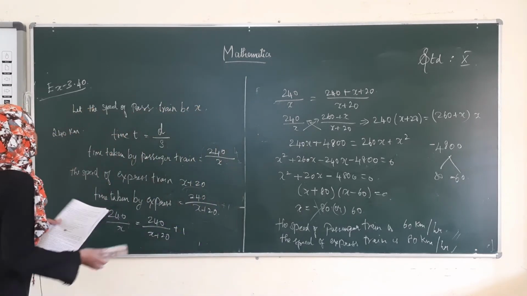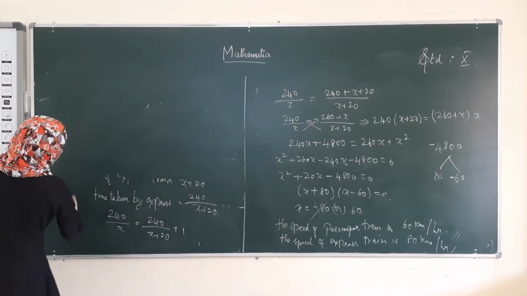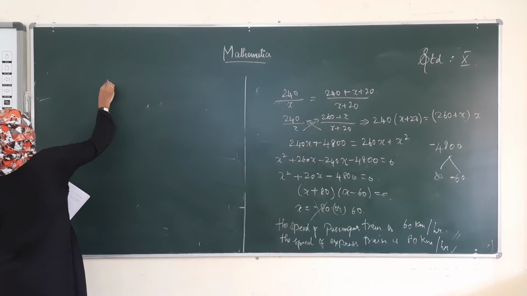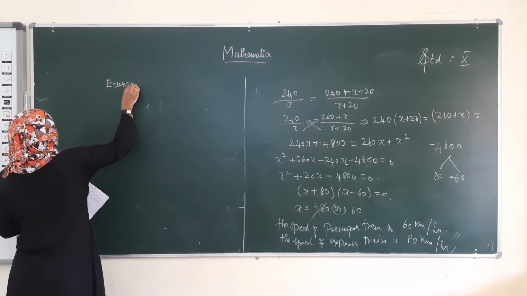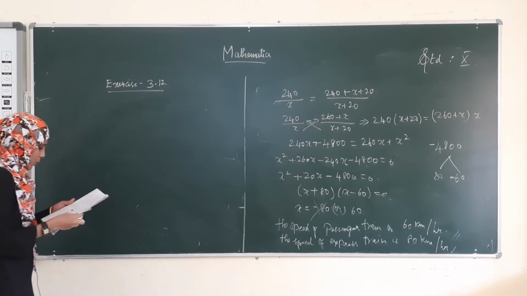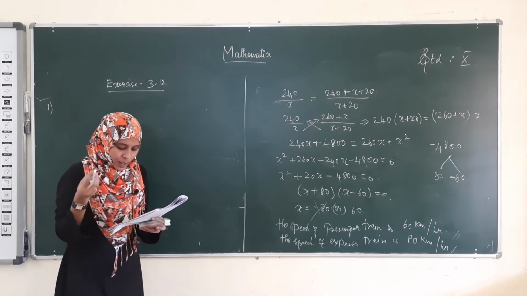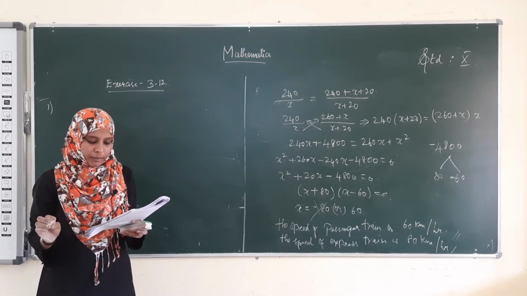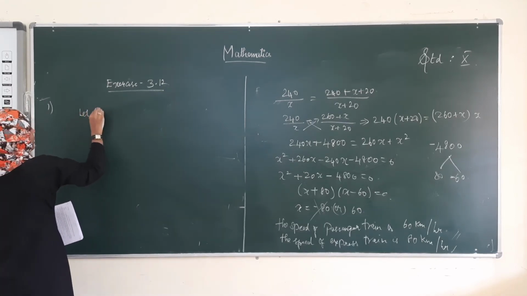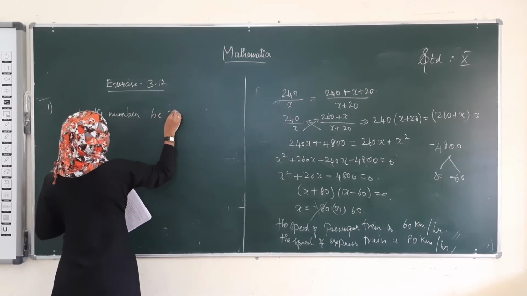Okay. Now let us see the exercise. What's the exercise? Exercise number 3.12. Okay, 3.12. What's the first question they have given? If the difference between a number and its reciprocal is 24 divided by 5, find the number. Okay, now let us take the number to be x.